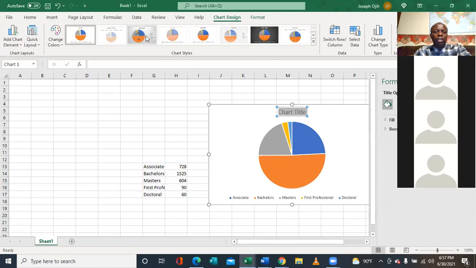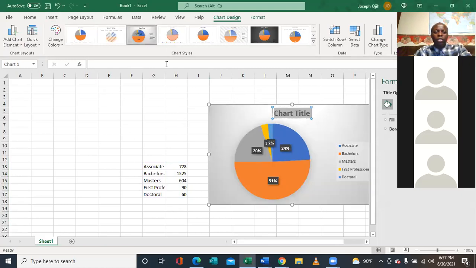So now you can choose. I can choose any of these. Once you click on it, it will put the percentages in. So degrees conferred. I think it's conferred in 2007. Now, this is it right there.